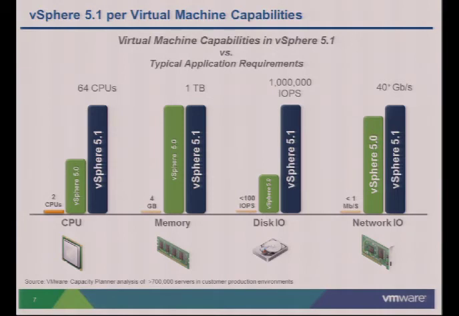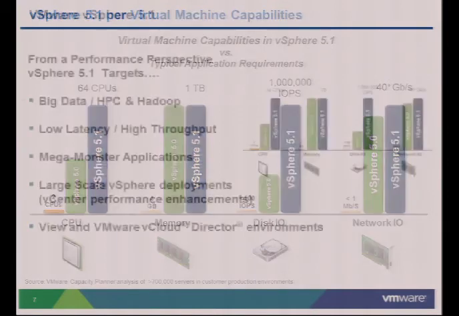So huge amounts of capability in a single virtual machine that just totally blow away the requirements of your tier 1 application. Even if your tier 1 application or mission critical application was 10 times larger than this typical one, 20 times, even 30 times larger than this guy, we've got you covered in vSphere 5.1.